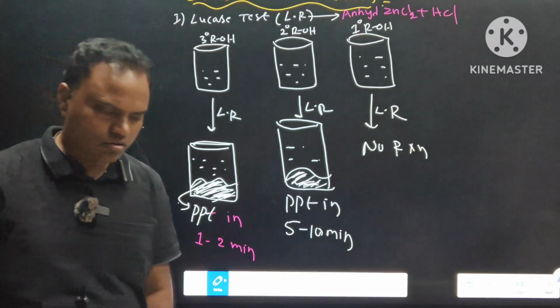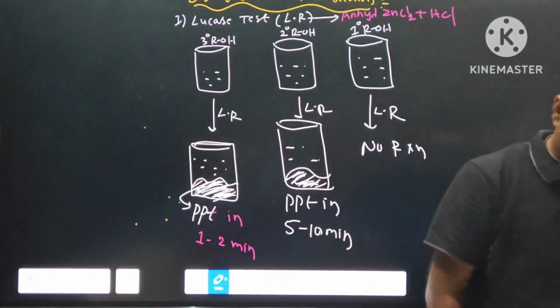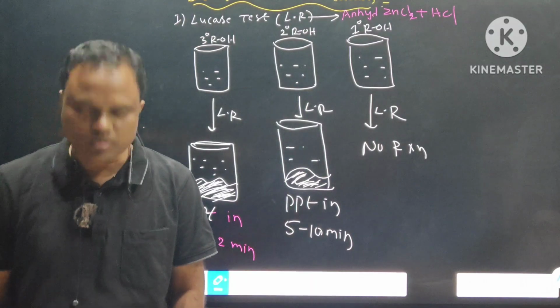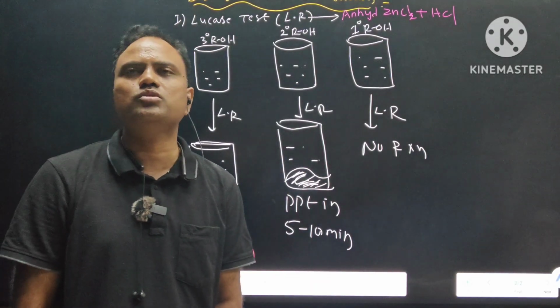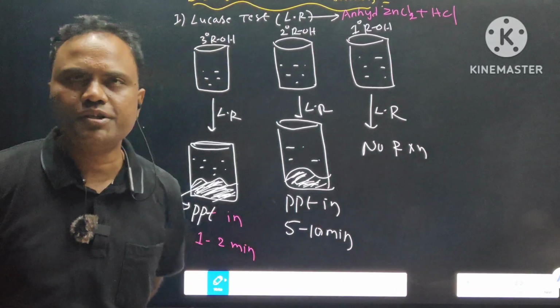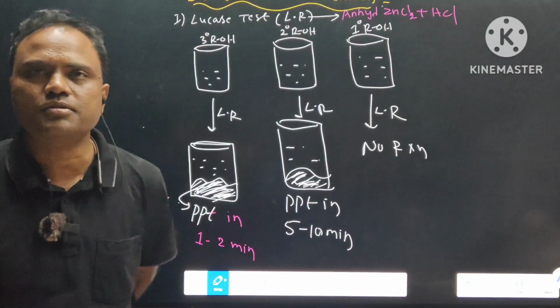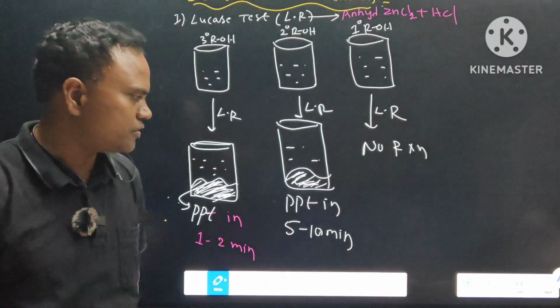But we have to see some questions. What is the condition? The alcohol should be 3 degree. Why? Because 3-degree alcohols form stable carbocations in the Lucas reaction. Carbocation is the intermediate. That's why 3-degree alcohols readily respond in this test. I'll give you 2 questions. You can answer 1 question, you cannot answer the second question.